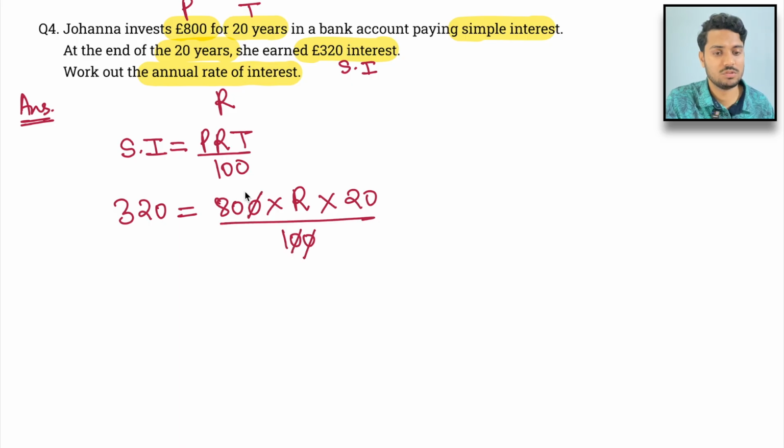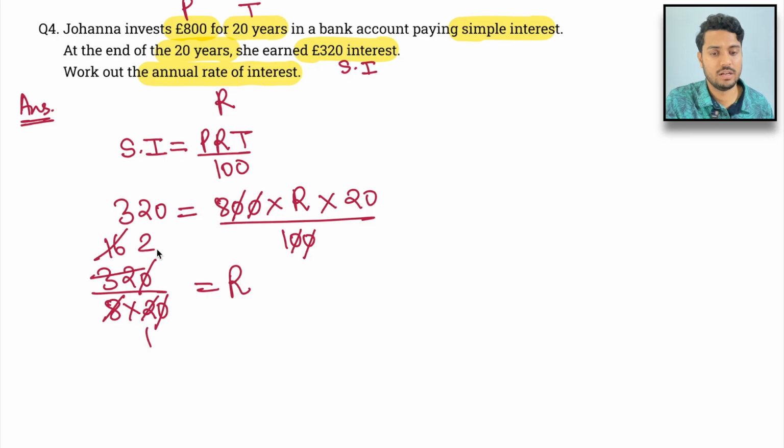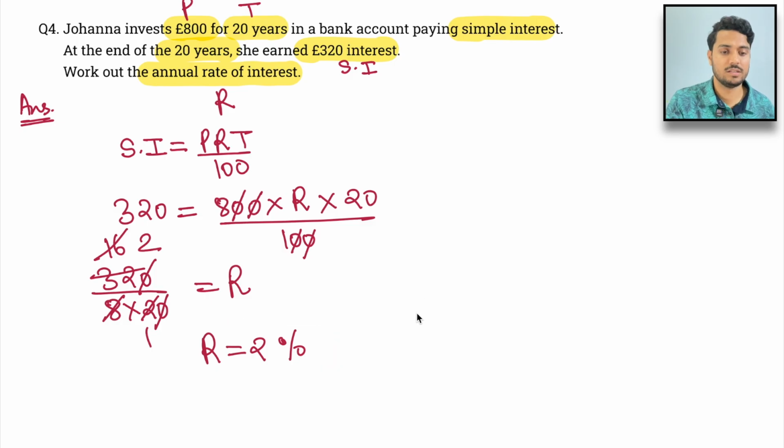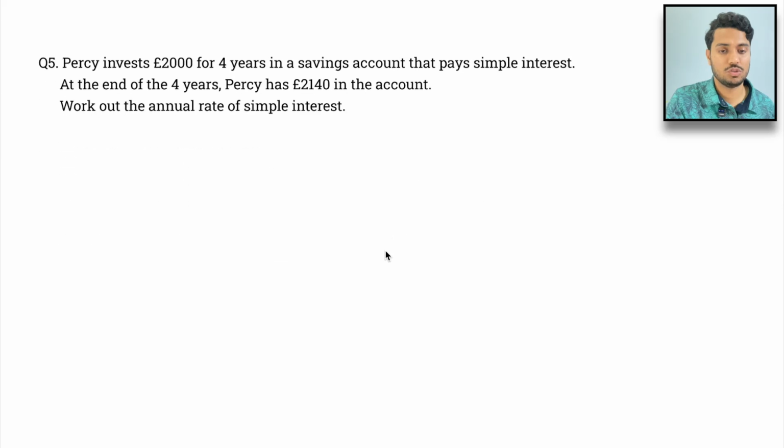So 0, 0, 0, 0 cancel out. 320 divided by 8 multiplied by 20, which is equals to R. 0, 0 cancel out. 2 ones are 2, 2 16s are 8 ones are 8, 8 twos are 16. So rate of interest is going to be 2% per annum. Because percent we have already applied, so rate will be 2% per annum. The value of R is 2. Let's move on to the next question, question number 5.